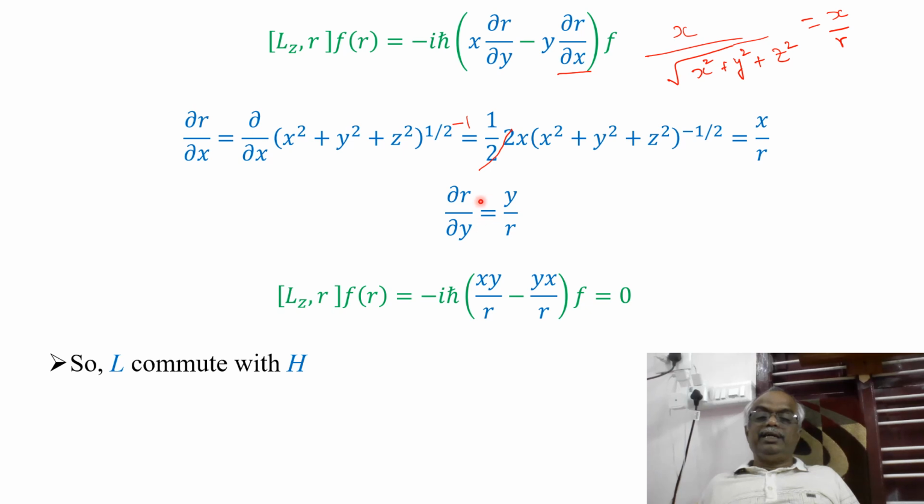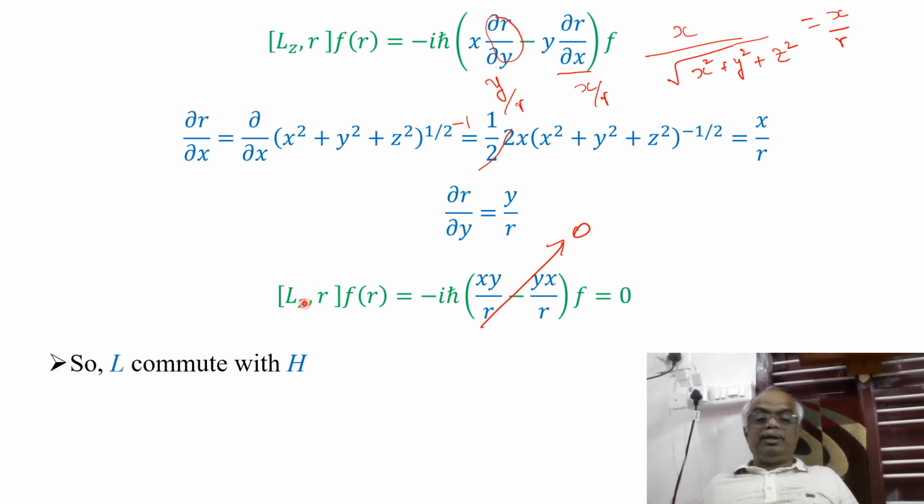In a similar way, delta r by delta y is equal to y by r. So here you replace this by y by r, and this one is x by r. It's the second term. I am replacing x into delta r by delta y, which is y by r, minus y into delta r by delta x, which is x by r. So here xy by r minus xy by r will become 0.